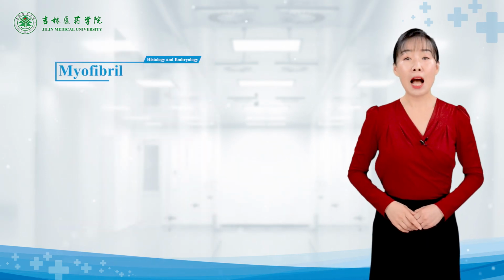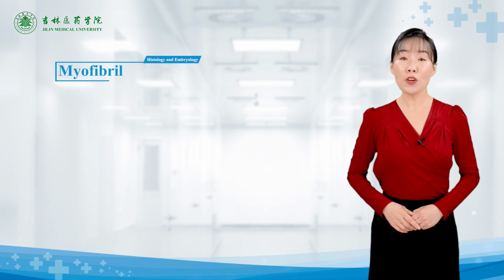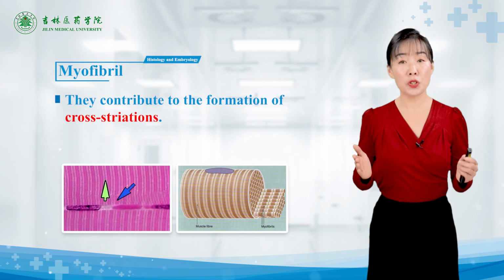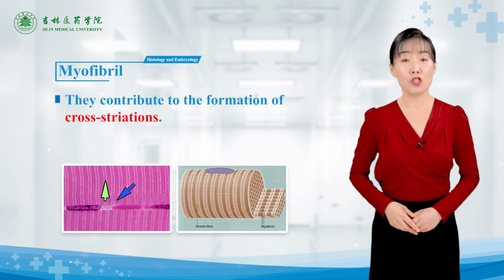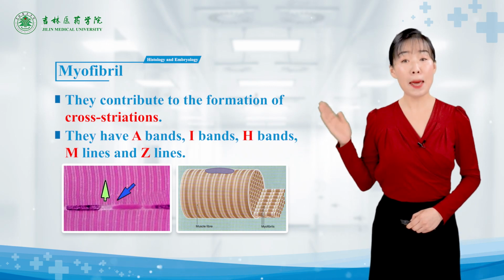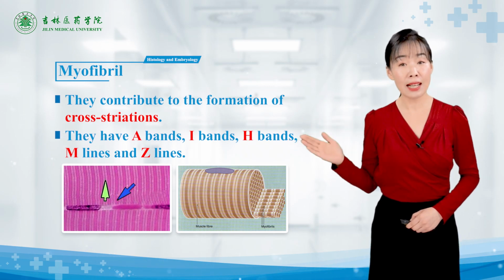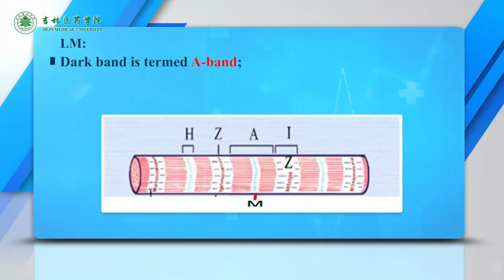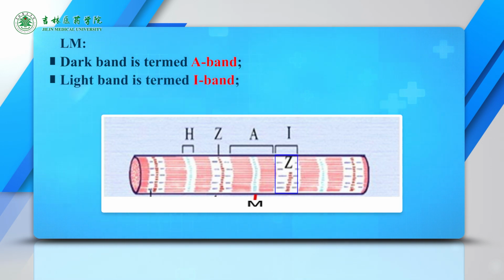Myofibril. Myofibrils fill in the sarcoplasm. They contribute to the formation of cross striations. They have A bands, I bands, H bands, M lines, and Z lines. Dark band is termed A band. Light band is termed I band.